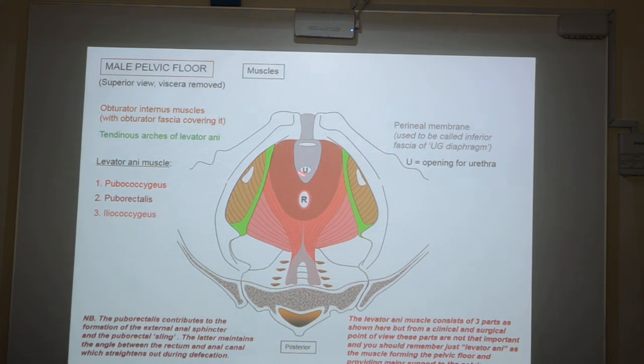So now you can see where the urethra is, where the rectum is. Now, answering your question, you can see the piriformis and you can see the coccygeus. So it's like a carpet. The things are woven together. So things are coming together.